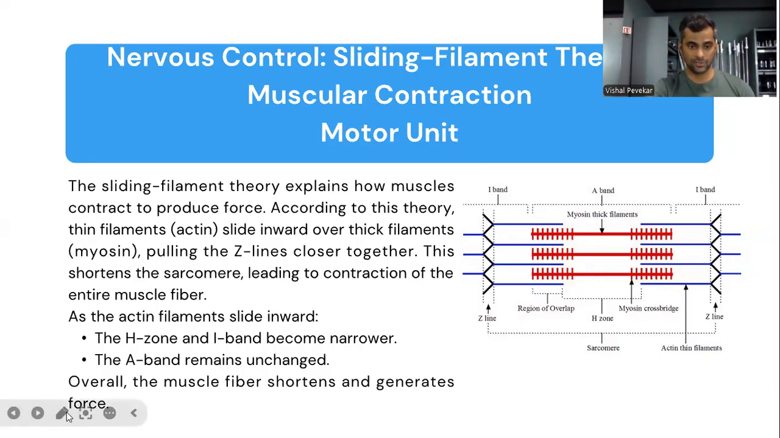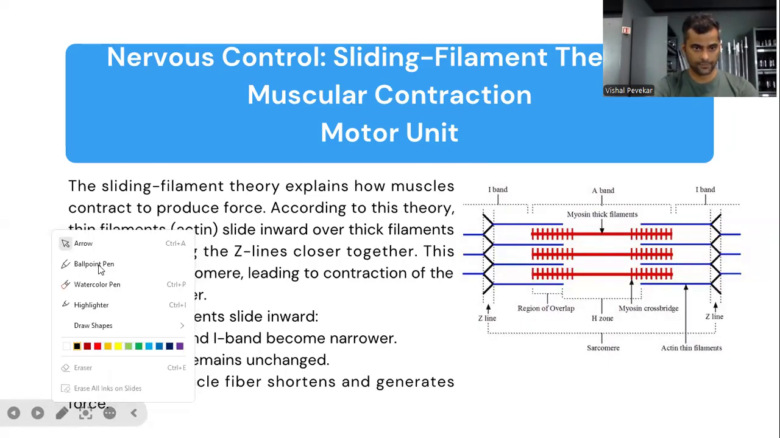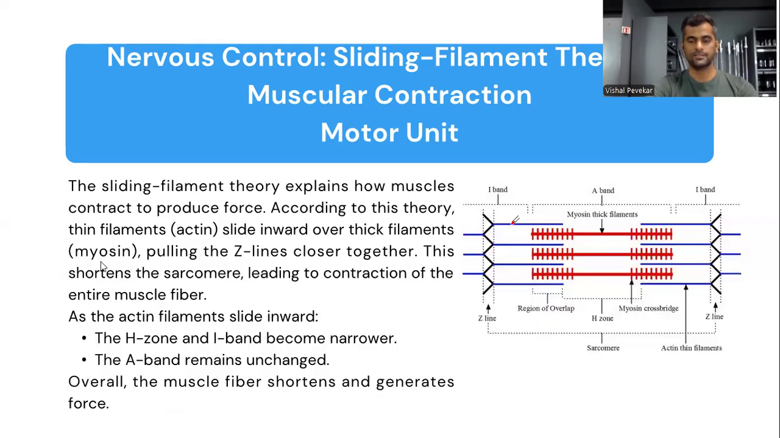Let me see if I can get an arrow highlighter. So maybe this is your actin, and this is your myosin, and this is your sarcomere, which is the end. This is one unit where you will see muscle contraction happening.